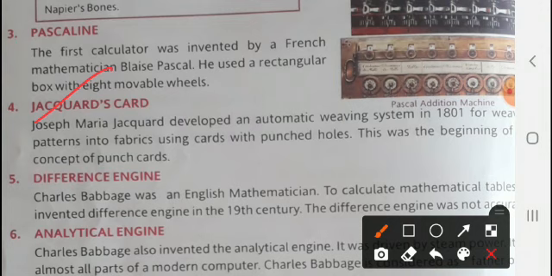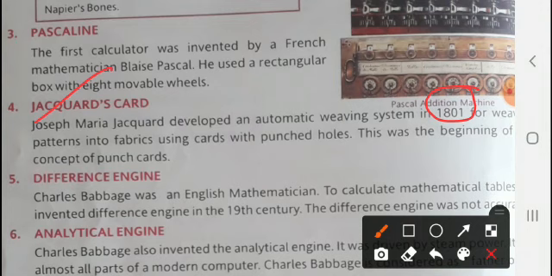Joseph Maria Jacquard developed an automatic weaving system in 1801 for weaving patterns into fabric using cards with punched holes. This was the beginning of the concept of punch cards. What is the use of this? In the question answers also you will get this, what is the use of Jacquard's card. So what will be the answer? Simply it is used for weaving patterns on the fabrics with the help of cards with punched holes, and it was invented in 1801.